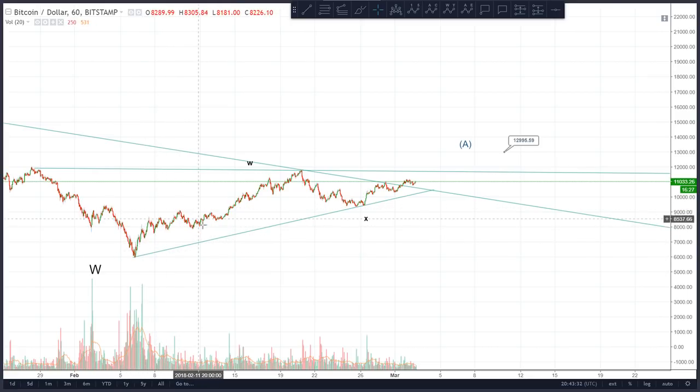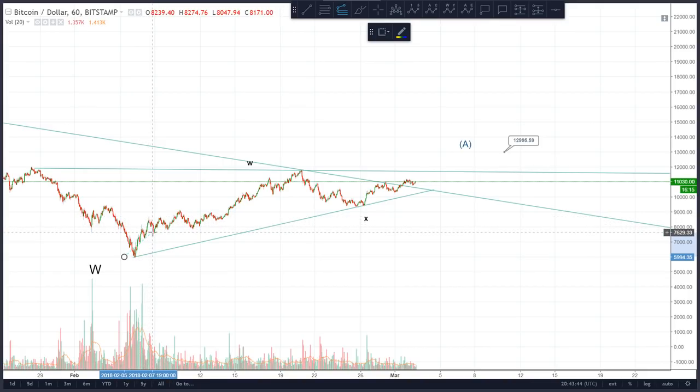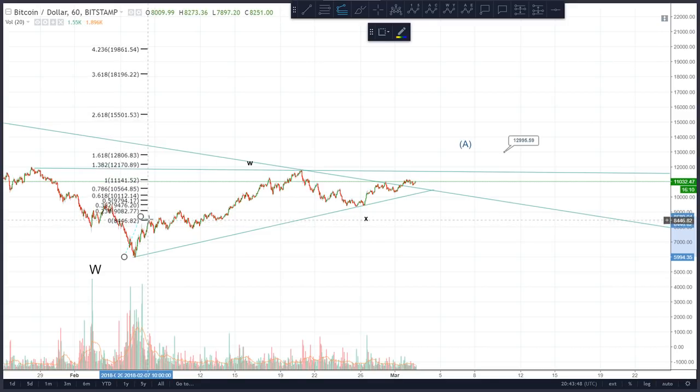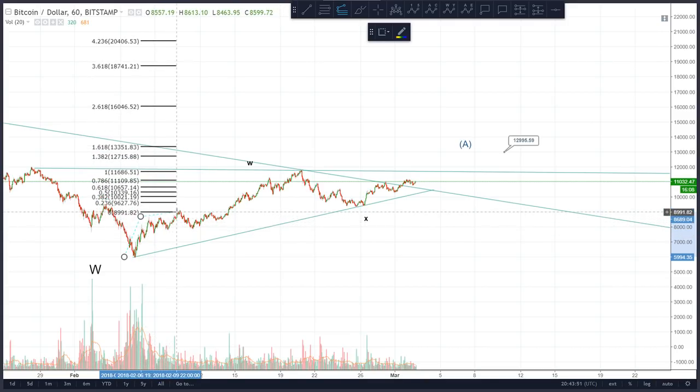As I say, this was 3 legs up. Let me show you the Elliott wave Fibonacci extension for that. So I was saying wave 1 finished around here. Then we had an A, B, C.